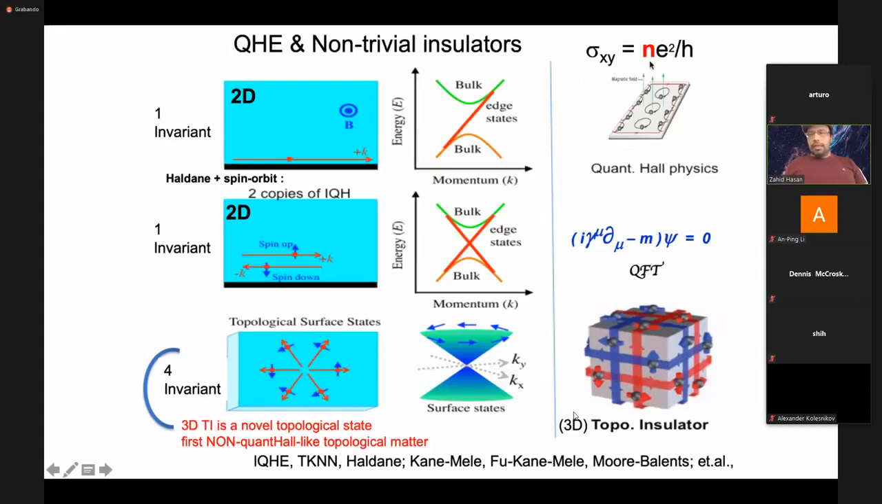In a clean enough sample, you apply a magnetic field strong enough that the cyclotron orbits, the Landau levels, make the bulk insulating, but the skipping orbit scenario allows you to understand that even though the bulk is insulating, there can be conducting edge states. So this is kind of a simple-minded interpretation of the quantum Hall effect.